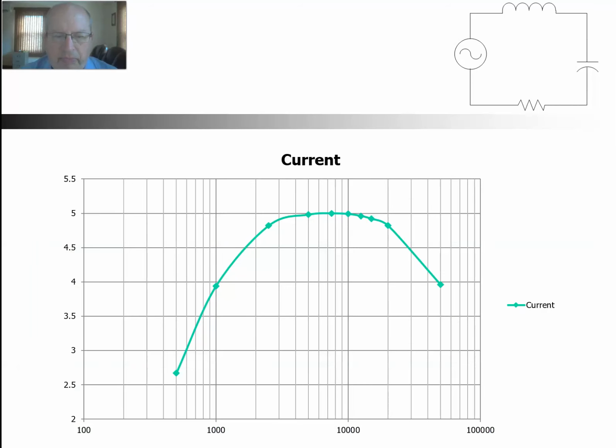Now if I were to plot the magnitude of the current, I would get a plot that looks something like this. You can see the current is increasing, increasing, increasing, until we get right around 7 kilohertz, and then it starts to decrease again. So what we want to know is, where do we get maximum current? We can see approximately where it is from this graph, but we want to know exactly where the maximum current is.